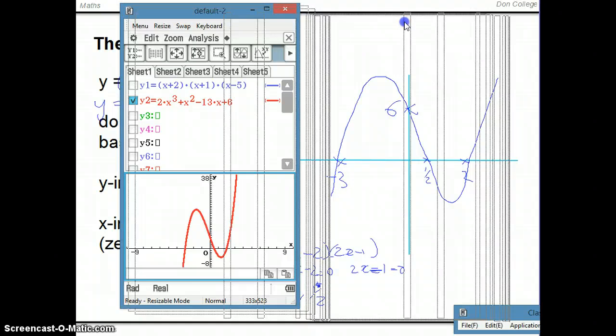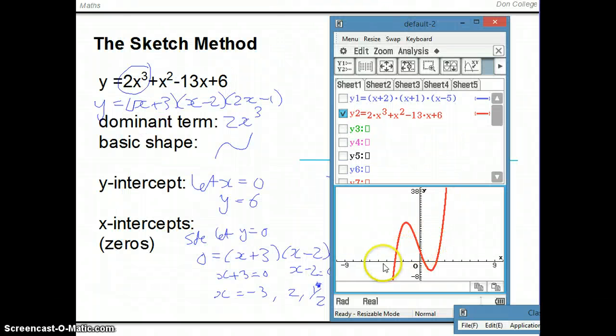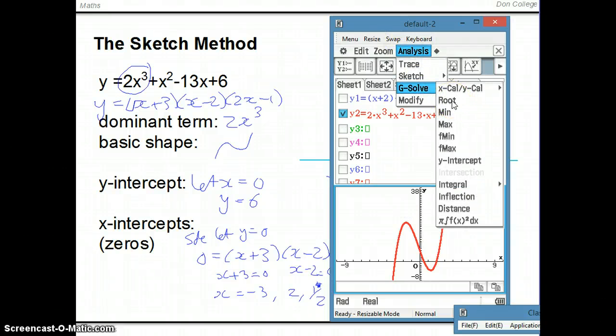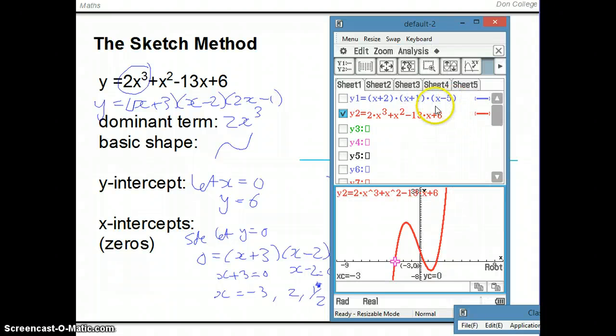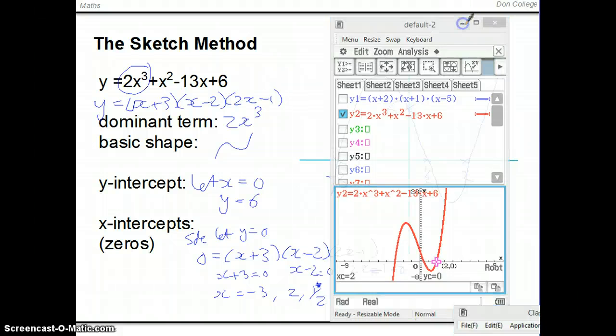Okay. Now, incidentally, if you want to confirm these values on your calculator, you could click in here, go to Analysis, G-Solve, and you'll be able to find the roots are where it crosses the x-axis. The y-intercept is where it crosses the y-axis. You can also find minimum and maximum points, which we'll come to later on. So if we have a look at the roots, for example, there you go. You can see there's one at -3, a half, and 2, which we already knew.